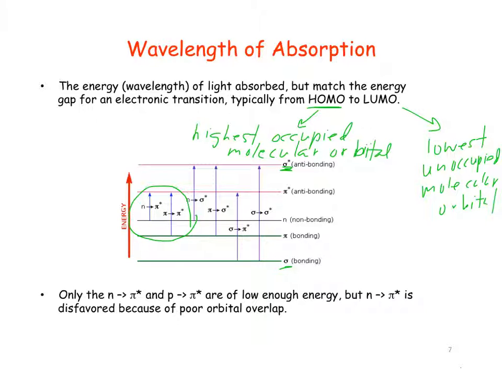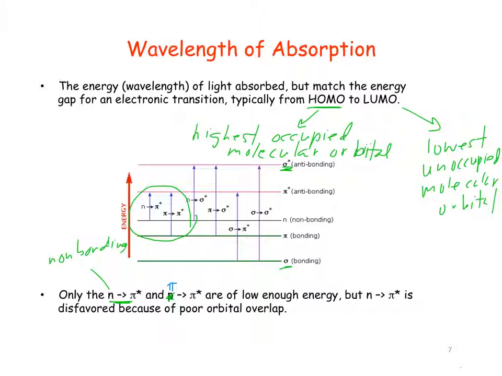So really only the n, so n is non-bonding. So n to pi star, so pi star is the anti-bonding for the pi orbital. This is wrong. This should be pi to pi star, okay, that have the right amount of energy.